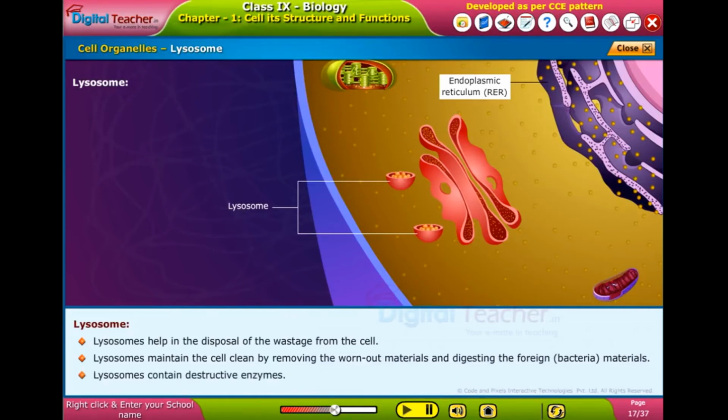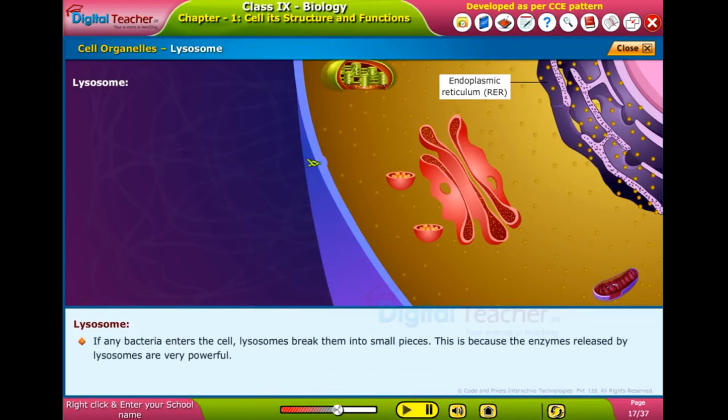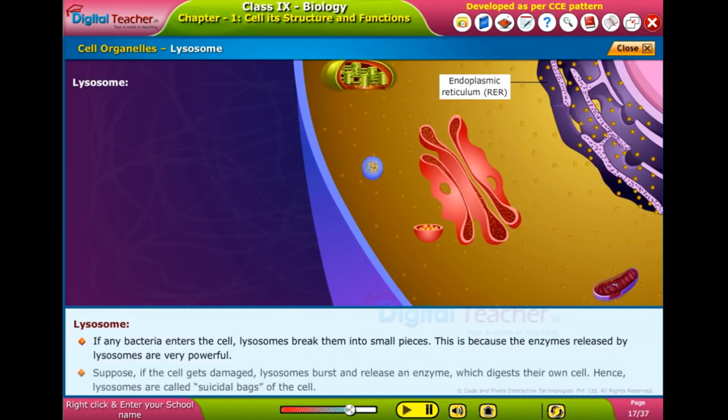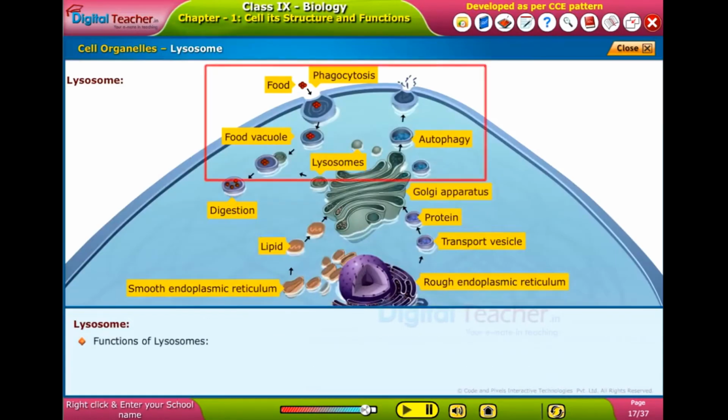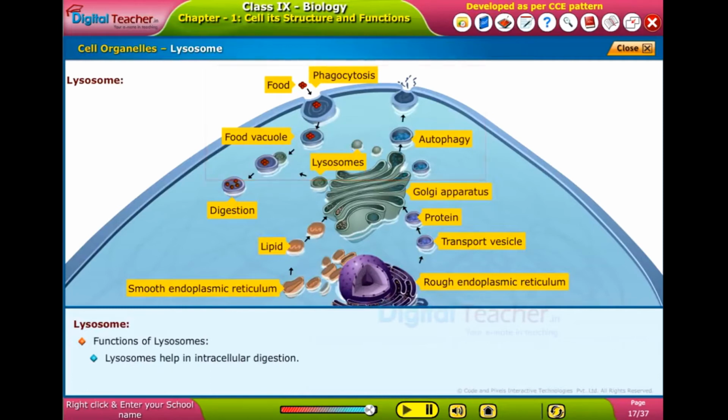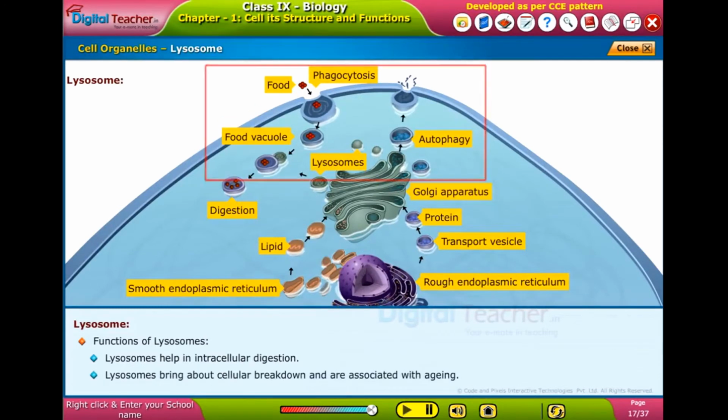Lysosomes contain destructive enzymes. If any bacteria enter the cell, lysosomes break them into small pieces. This is because the enzymes released by lysosomes are very powerful. Suppose if the cell gets damaged, lysosomes burst and release enzymes which digest their own cell. Hence, lysosomes are called suicidal bags of the cell. Functions of lysosomes. Lysosomes help in intracellular digestion. Lysosomes bring about cellular breakdown and are associated with aging. They provide energy during starvation.